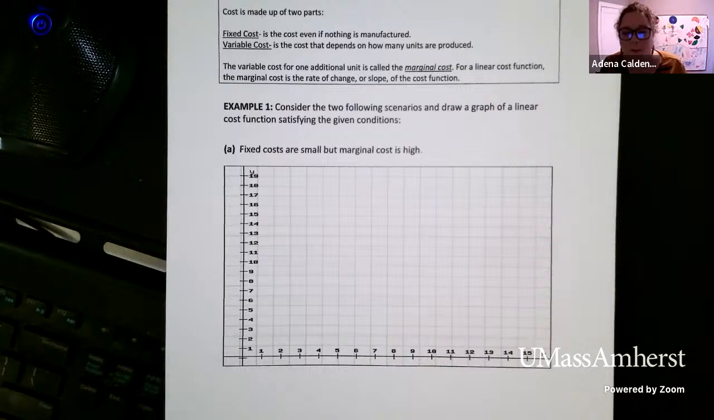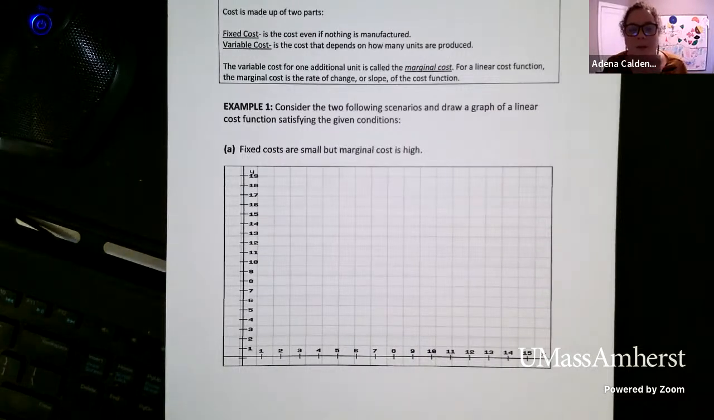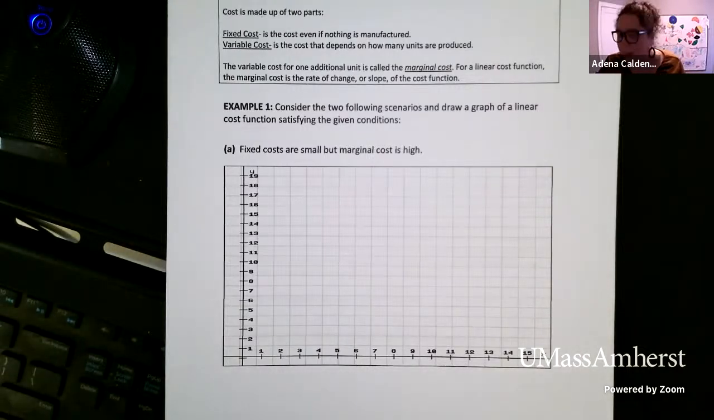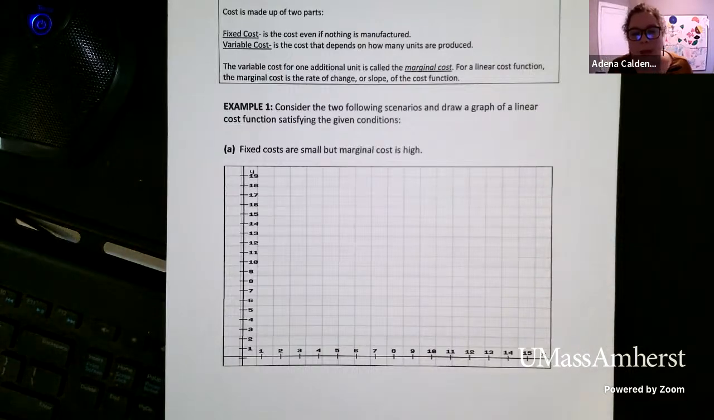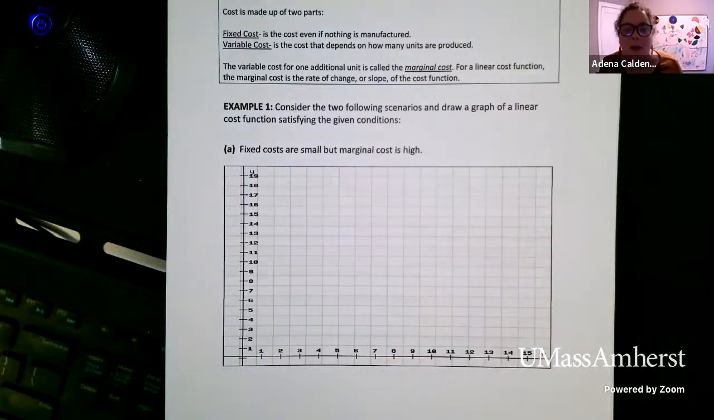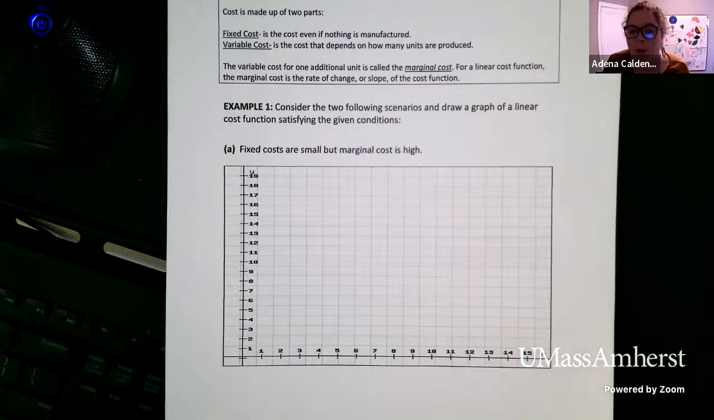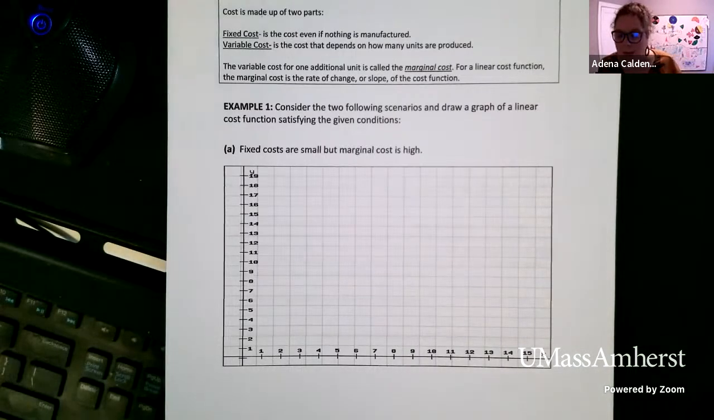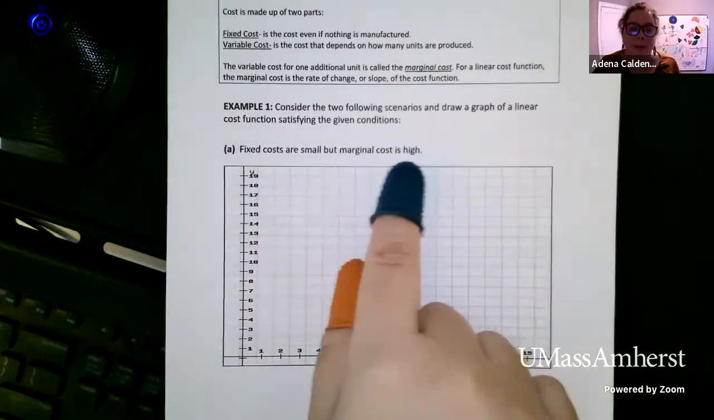So we'll just look at the first one first. And we want to draw a graph of a linear cost function that satisfies the given conditions. So I want you to quickly sketch in your notebook or wherever you're taking notes, a cost equation. So it's a line because we're dealing in linear, where the fixed costs are small, but the marginal or variable cost is high. Okay, so think about what that means.